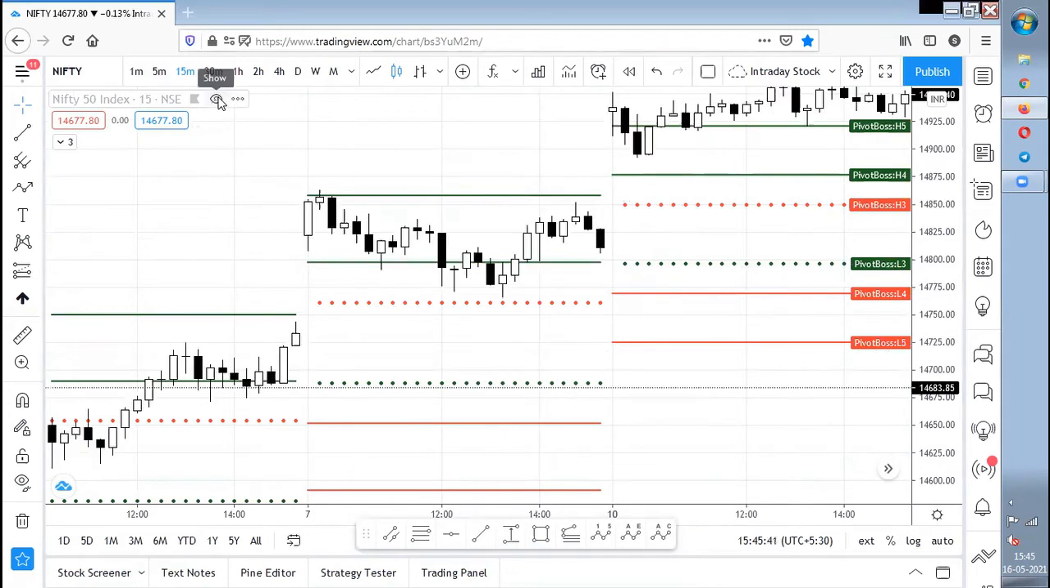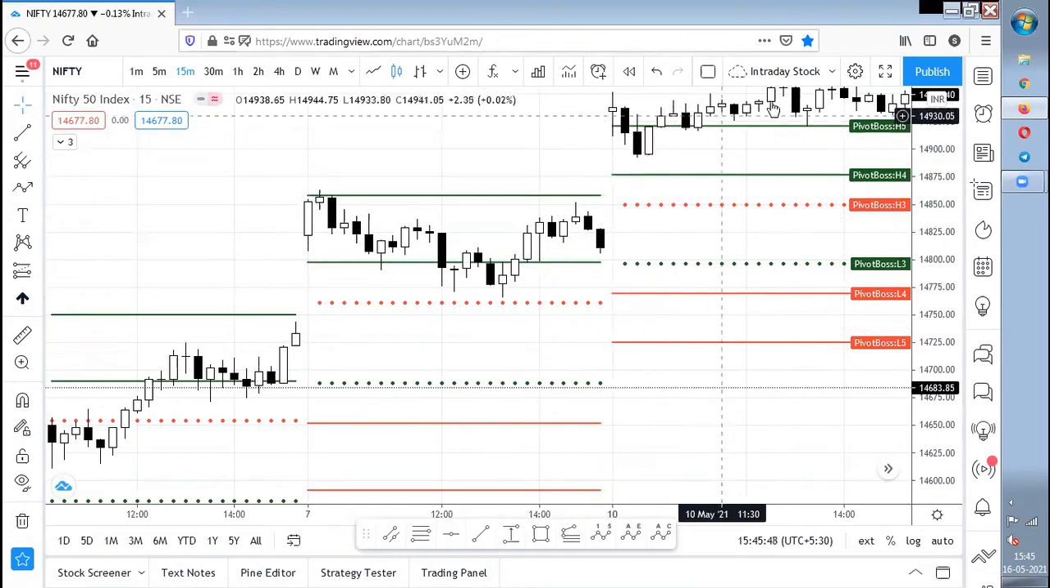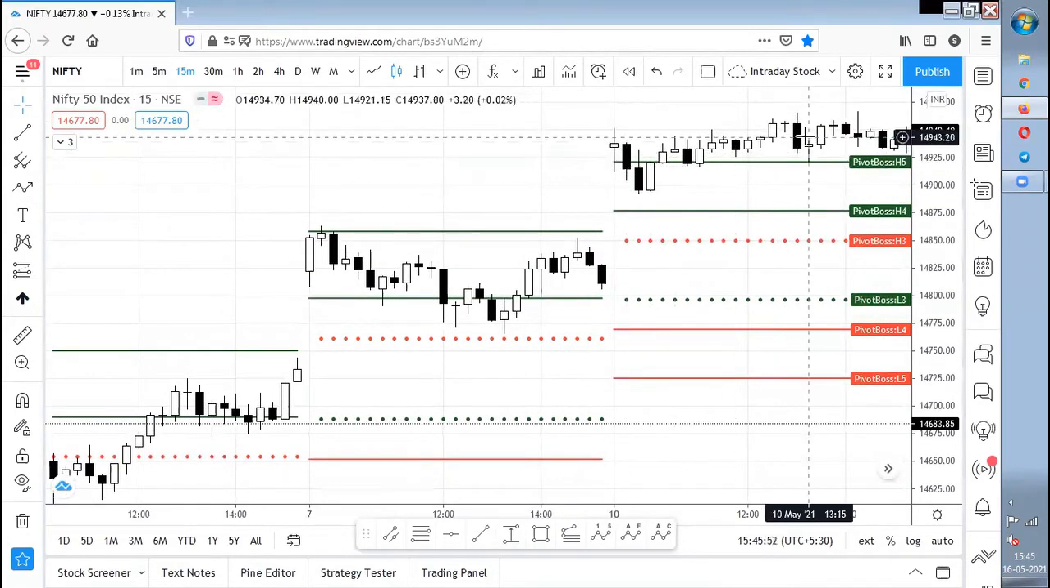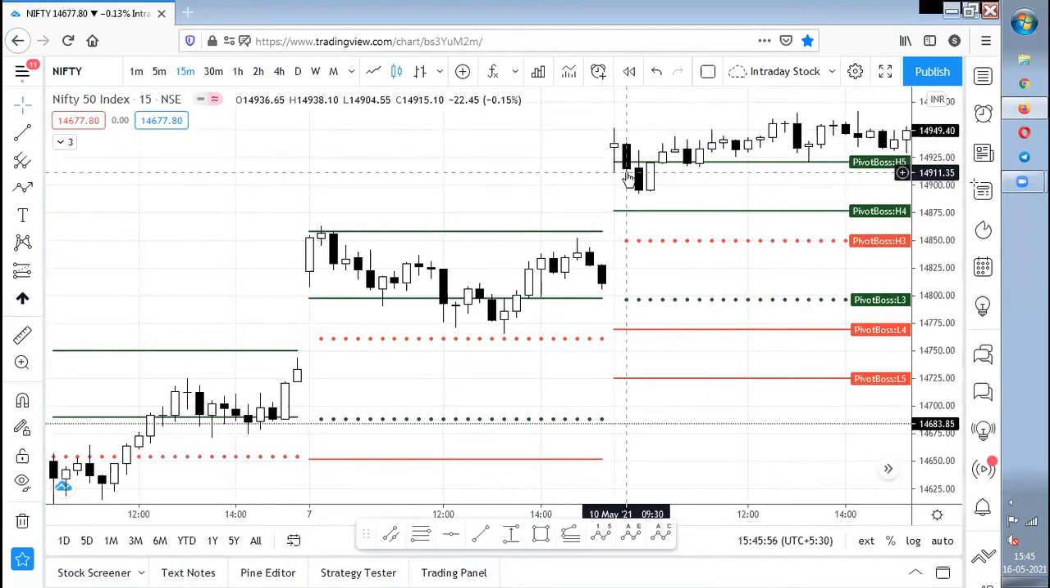Okay, so let me switch on the candles. So what has happened is the bias is bullish and the candles opened above H4. So any pullback towards H4 is a buying opportunity, and that is what has happened. So the market has moved upside. Clear? So this is what has happened on Monday.